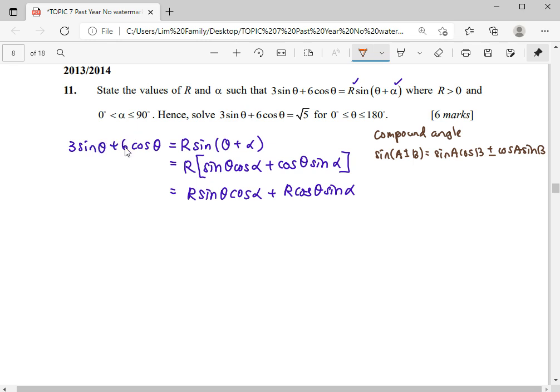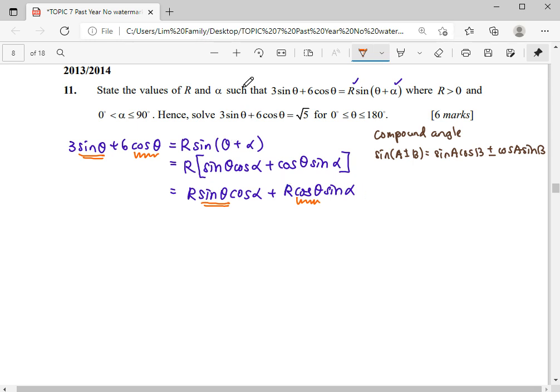So look at here carefully. The sine theta part is this part. So 3 is multiplied with sine theta, meaning that r cos alpha is 3. For the other term, they are similar, the cos theta part. Cos theta is here, and you can see the cos theta coefficient is 6. This means r sine alpha is 6.